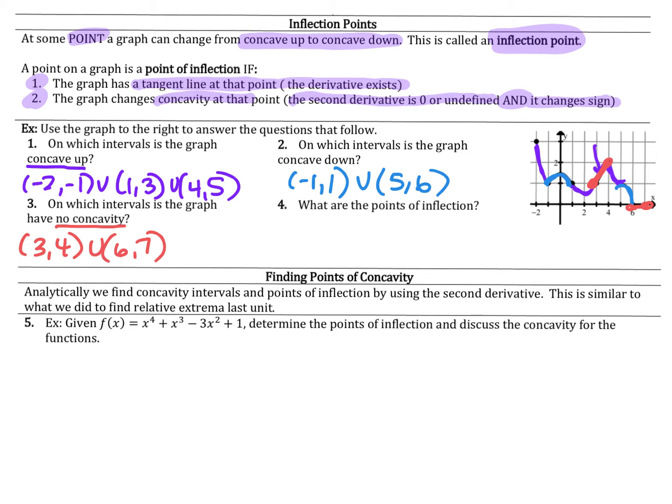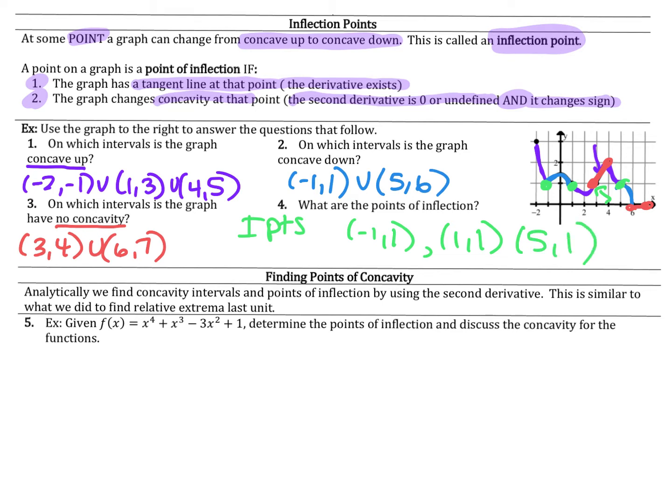So inflection points are where we are changing concavity. So it looks like we have an inflection point here. It looks like we have an inflection point here. And here we're changing from concave up to no concavity. That's not going to be an inflection point because, again, the second derivative wouldn't be changing sign there. It would be going from concave up, so from positive to nothing. So this would be our other point. So we have inflection points at (-1, 1), at (1, 1), and at (5, 1).